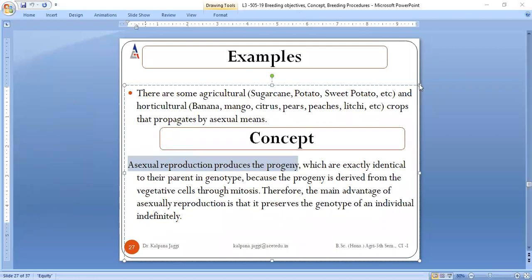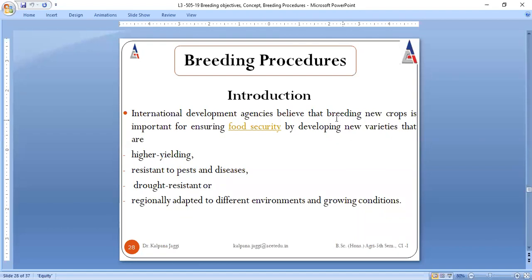Now I'm left with the last topic, that is breeding procedures. Before I talk about what procedures are actually present, I will make you familiar with why we need to look at the breeding procedures. Like I told you, there are a number of methods used for breeding self-fertilizing species, cross-fertilizing species, or vegetatively propagated species. But why do all those methodologies comprise 10 steps or 12 steps? All the methodologies have a particular procedure to be followed to get the results, right? But what actually is meant by breeding procedures? Why do we need to adopt any procedure?